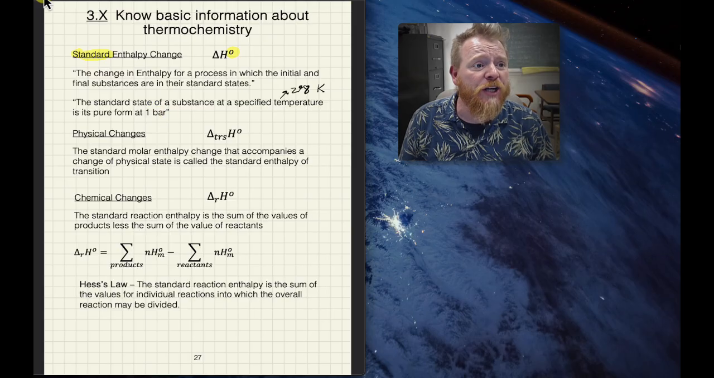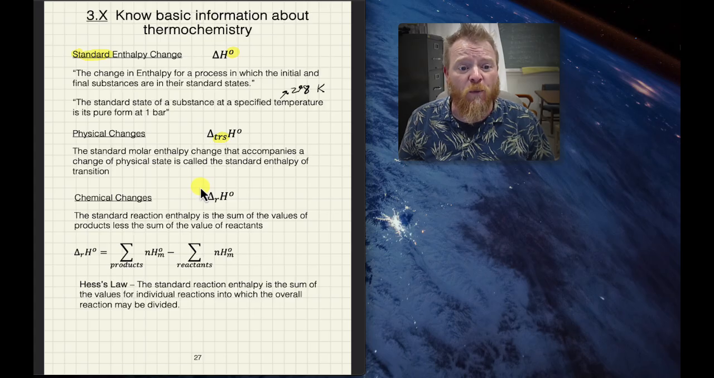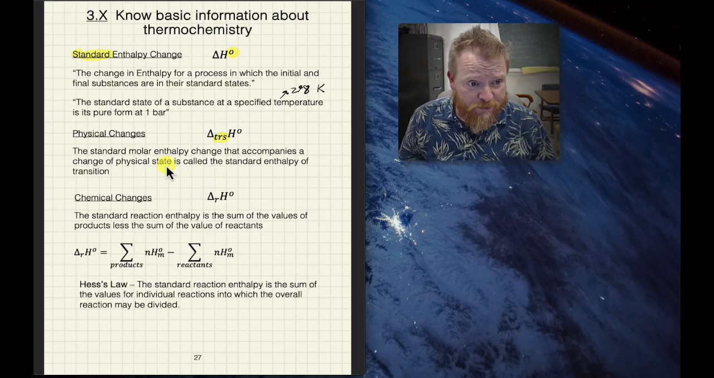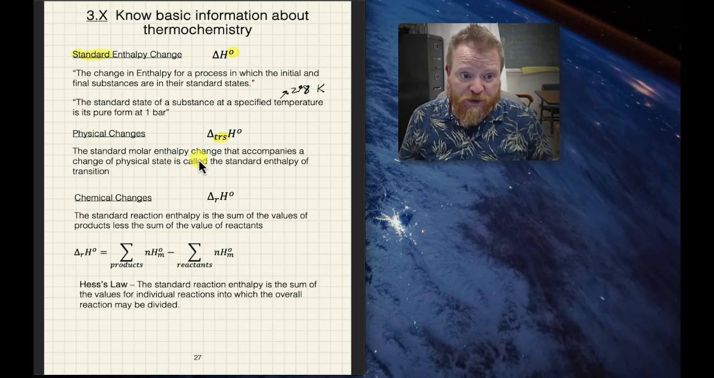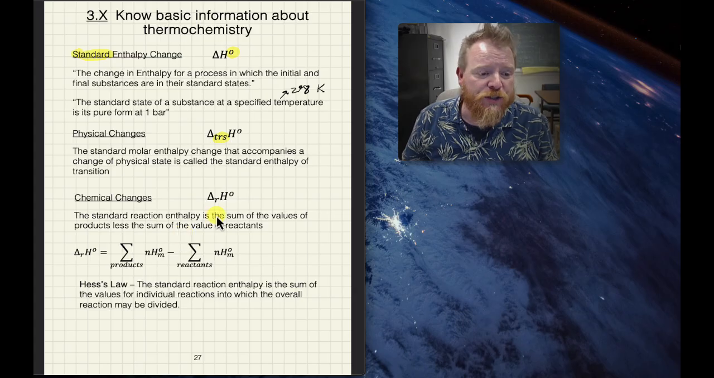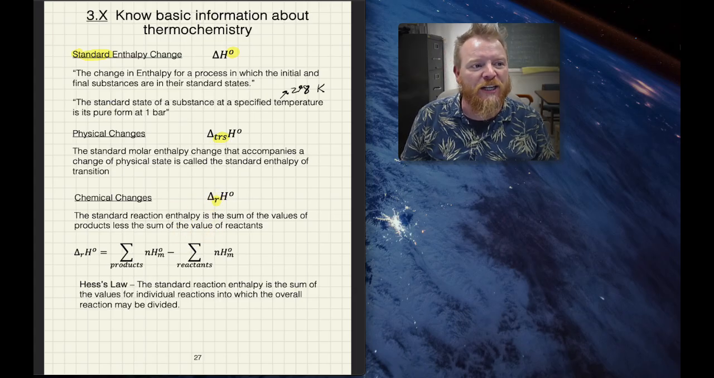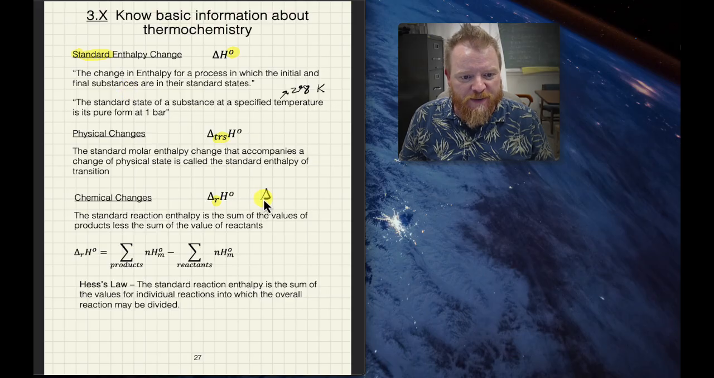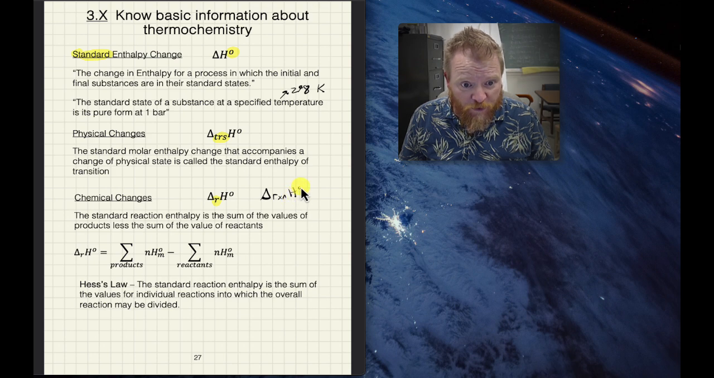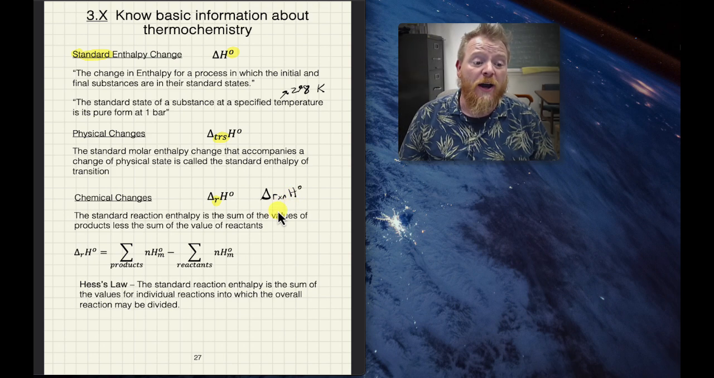In physical changes, we will put a placeholder right there depending on what the transition is. That would be the molar enthalpy change that accompanies the change in physical state, and we'll go through some examples. And then, of course, there are chemical changes. Oftentimes we see an R right there, R for reaction, or sometimes you'll even see people write RXN for reaction. So sometimes I'll write RXN just so it's clear that we're talking about the enthalpy change of a chemical reaction.